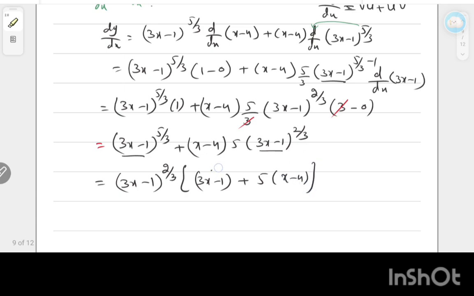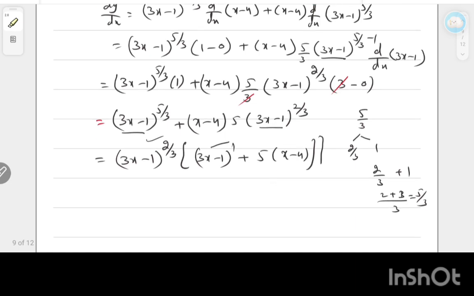How do we get this term? I will explain it on this side. If we have the power 5/3, we can write it in this form. We have to write the power 5/3 in two terms, 2/3 and 1. If we add these two terms, 2/3 plus 1, we get 5/3. Hopefully, dear student, you can understand: the power 5/3 is split into 2/3 and 1, and 2/3 is taken common on the left-hand side, and inside there is one remaining power.